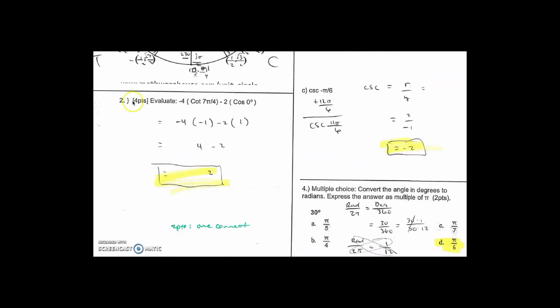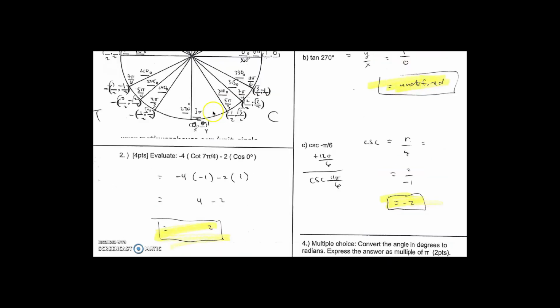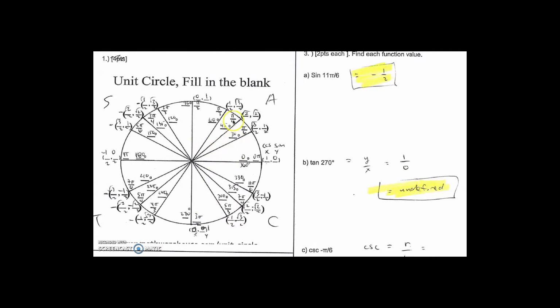Number 2 says, evaluate -4 times cotangent 7 pi divided by 4 minus 2 times cosine of 0 degrees. If you notice, I have both degrees and radians here. So if you go to your unit circle and locate 7 pi over 4, on the 45s, that's 1 pi, 3 pi, 5 pi. 7 pi over 4 is here in quadrant 4. You're looking for cotangent, which is x over y, so you take the x coordinate all over the y coordinate. This whole expression, radical 2 over 2 divided by negative radical 2 over 2, is just -1.